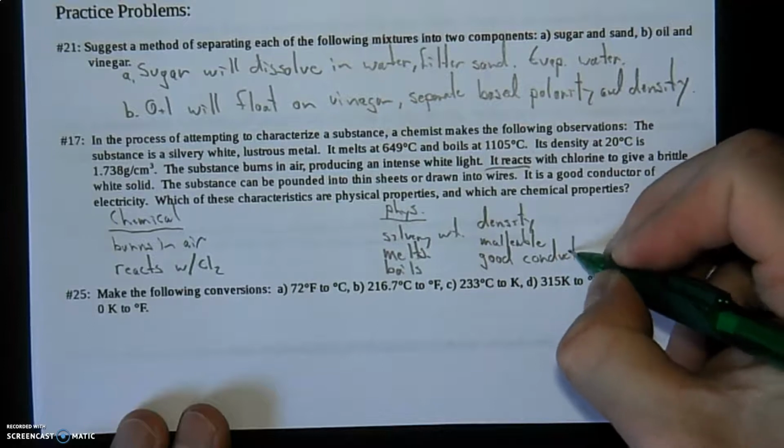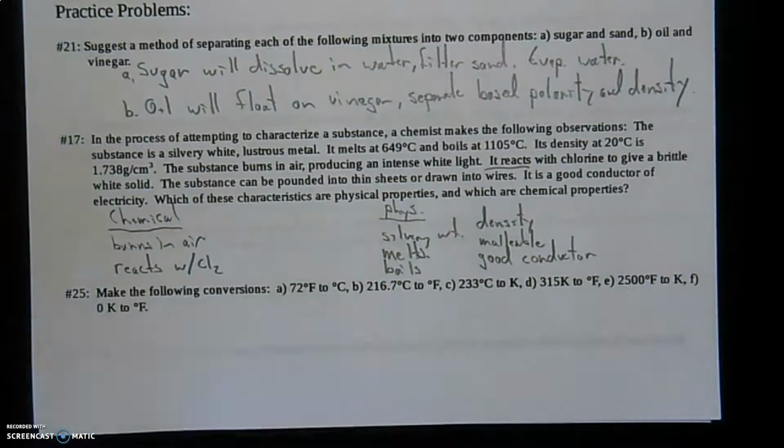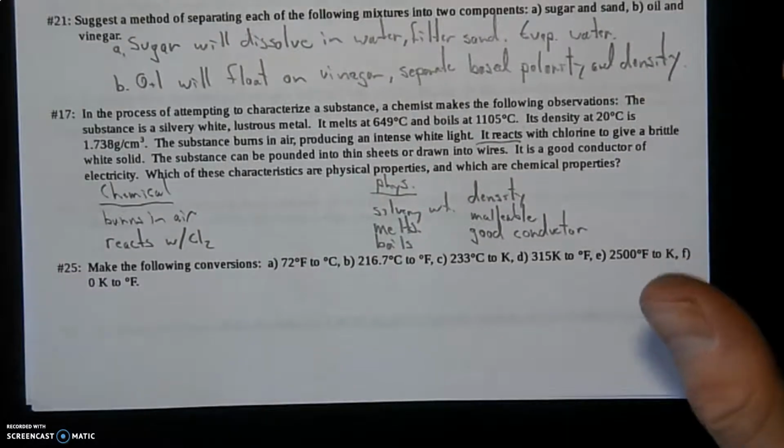Then one last thing on there, which is a physical characterization, is it is a good conductor. That's one that maybe we confuse. And the way to think about it is after electricity goes through this material, is it something new? No, still the same thing. Copper wire. Copper is a really good conductor of electricity. Doesn't change. So that's a physical characterization. Okay, that one is done.